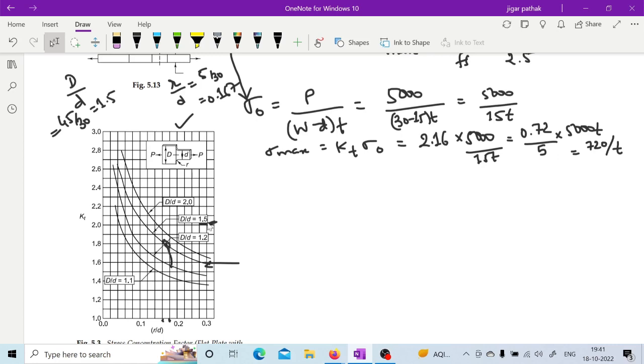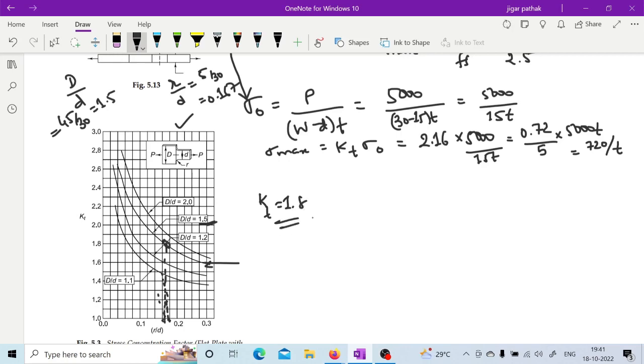Let me draw a vertical line from there, right? This way. So this way kt is equal to 1.8 from this figure.